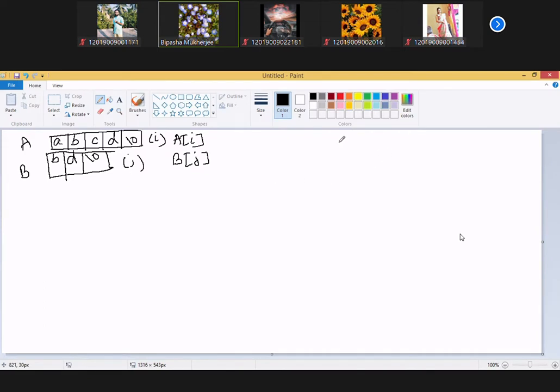So you can try with this function, LCS of i, j. What I am telling is, if A of i equals null or B of j equals null, then return 0.